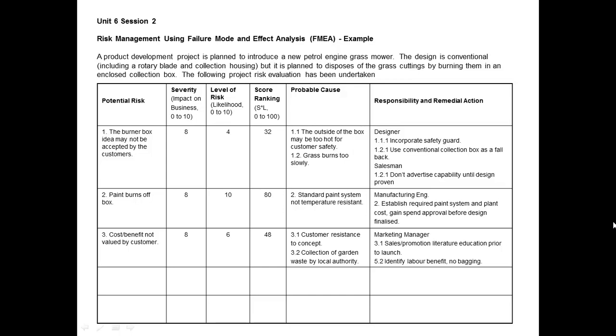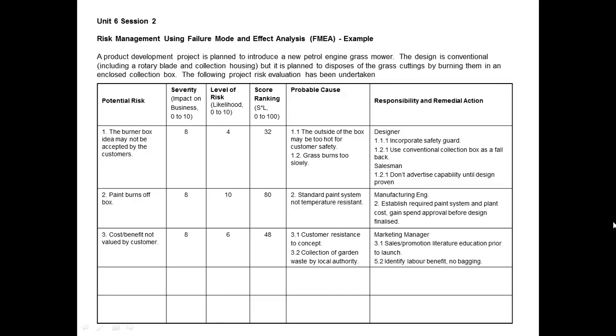Customers' resistance to the concept. Yes, they don't understand it. They don't see its advantage. They think it may be unsafe. Collection of garden waste by local authority. There may be a process which is already in place which makes it fairly convenient to get rid of grass cuttings. Not in all areas, but maybe in some.